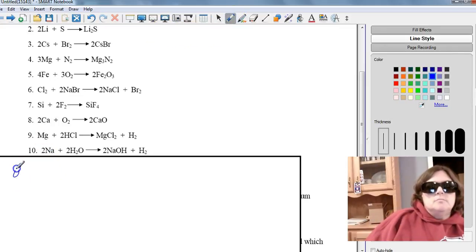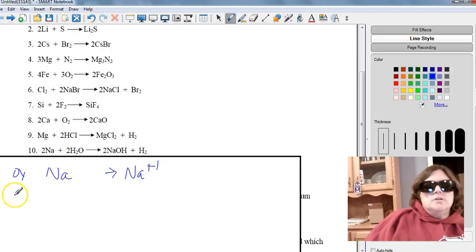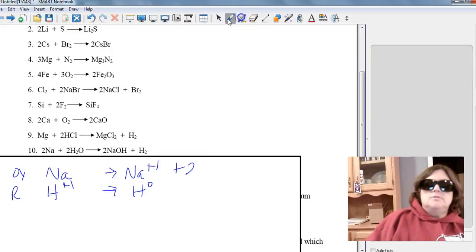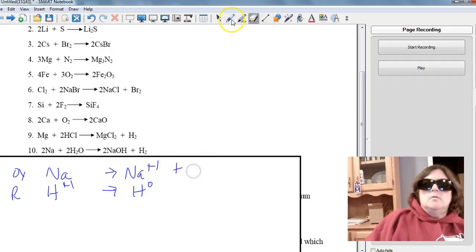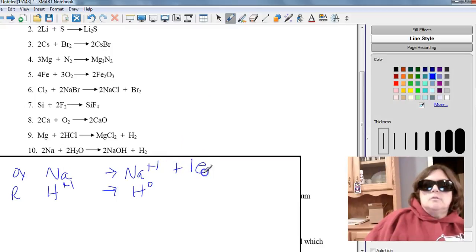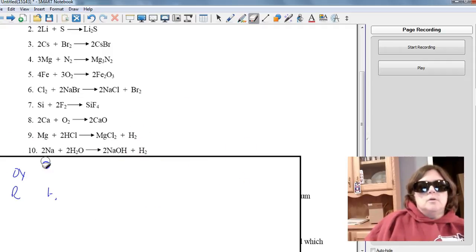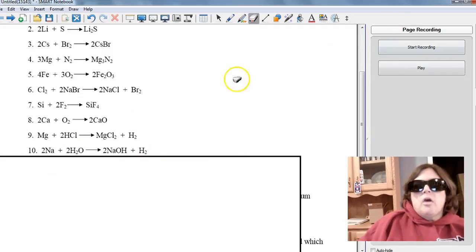Sodium has a 0, so he's being oxidized to become a +1. Hydrogen is being reduced from a +1 to a 0. Sodium is going to lose 1 electron, and hydrogen is going to gain 1 electron. Okay, really, that wasn't that big of a deal. The oxygens aren't involved. That's why I wanted to throw that one in there.